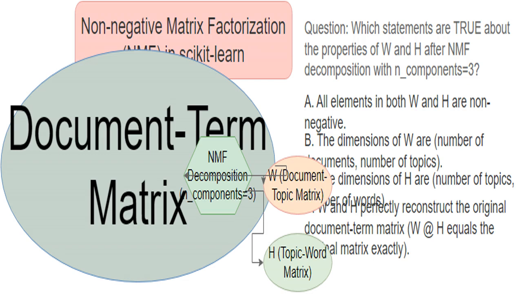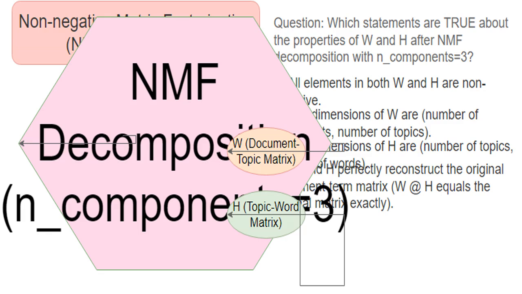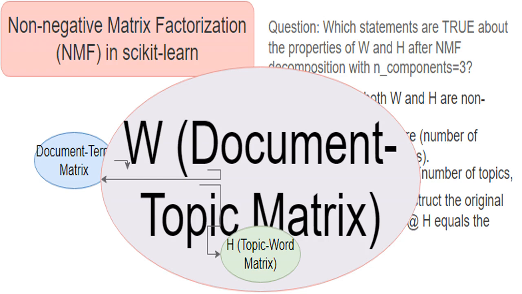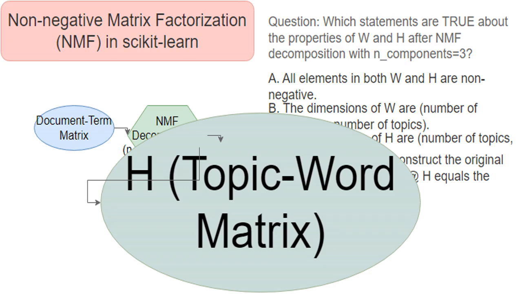This is your starting point. It's a matrix showing the frequency of words in each document. I'm applying NMF with 3 topics. This means I'll get 3 sets of topic word and document topic distributions. W is the result of NMF. It shows the relationship between documents and the topics I've extracted. H is another result of NMF. It shows the relationship between the topics and the words in the documents.